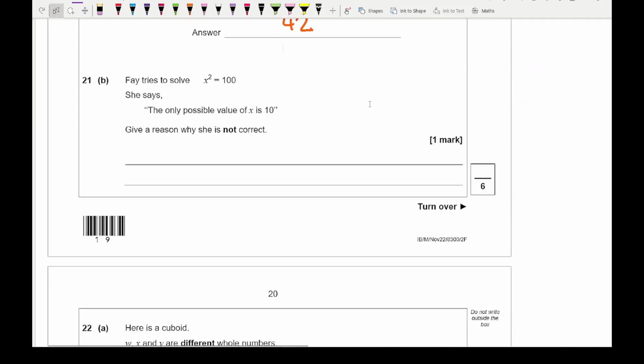Moving on to question 21b, it says Faye tries to solve x squared equals 100. She says the only possible value of x is 10. Give a reason why she is not correct. And the reason you need to write here is that x could be minus 10.